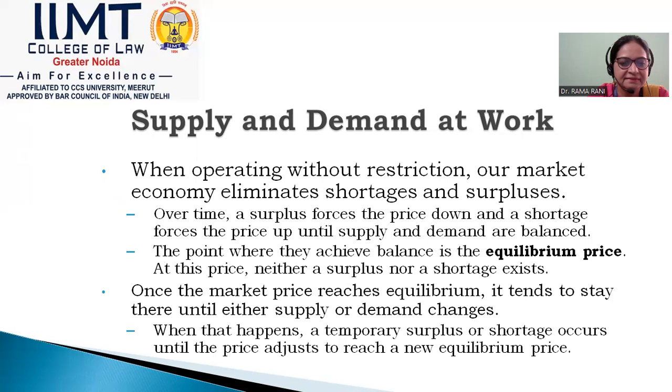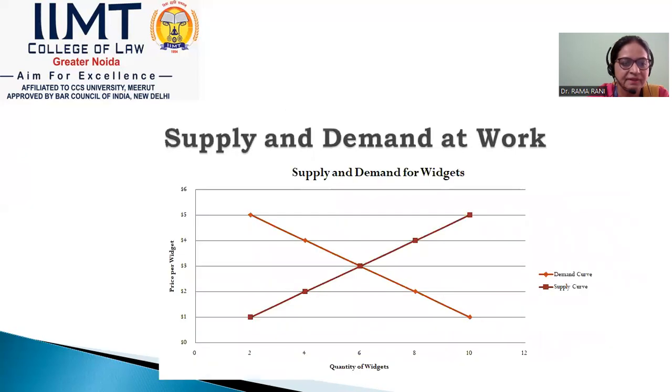Once the market price reaches equilibrium, it tends to stay there until either supply or demand changes. When supply and demand are in an equal position in the market, this stage is called equilibrium. When that changes, a temporary surplus or shortage occurs until the price adjusts to reach a new equilibrium price. Supply and demand at work.